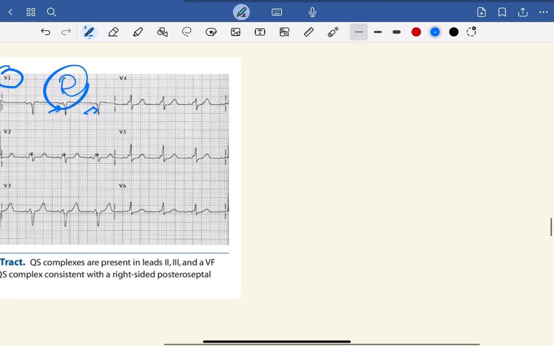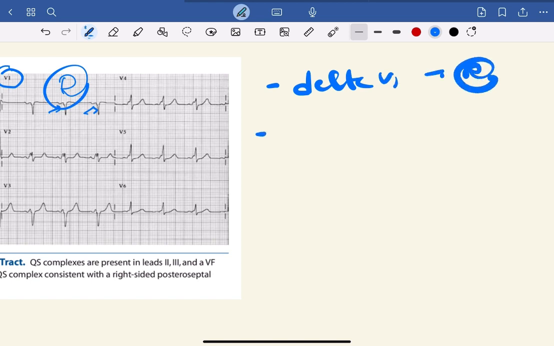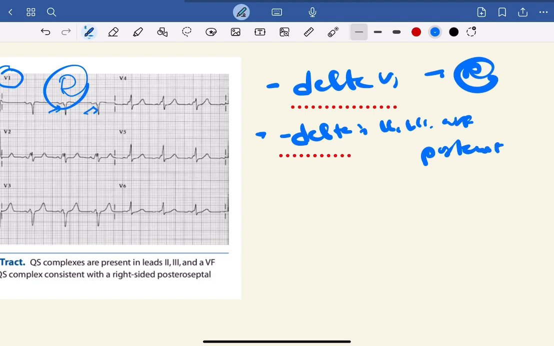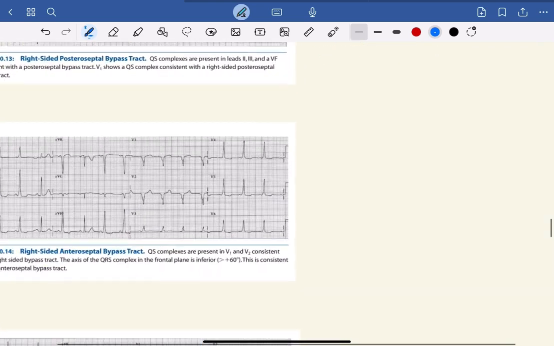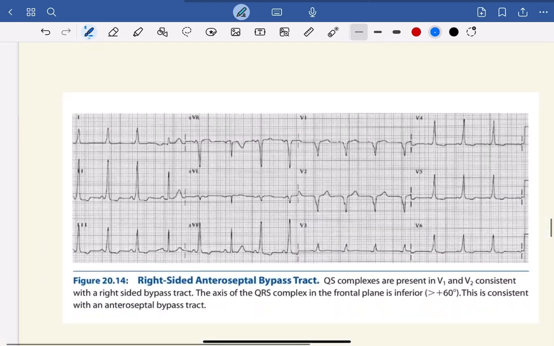So negative delta in V1 is suggestive of right sided bypass tract, and negative delta in 2, 3, AVF is posterior septal. So negative delta in 2, 3, AVF is posterior septal, whether it is on the right side or left side. Okay, next let us decode this ECG.